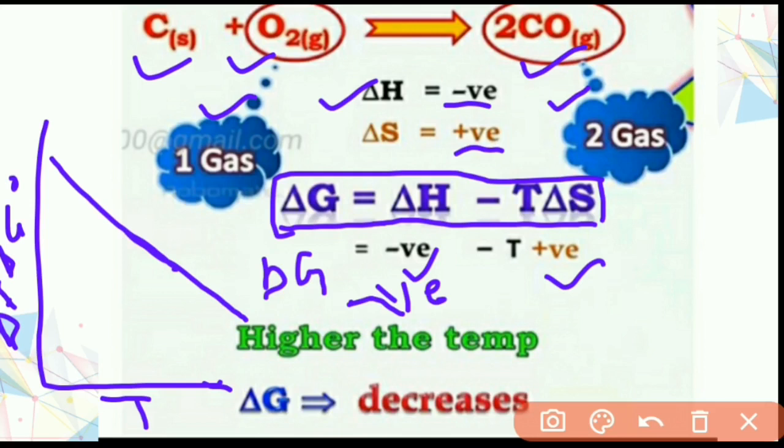So at lower temperature, below 1073 Kelvin, carbon monoxide is the best reducing agent.